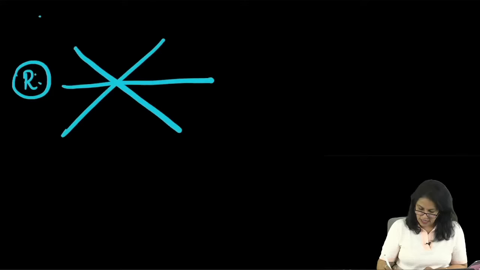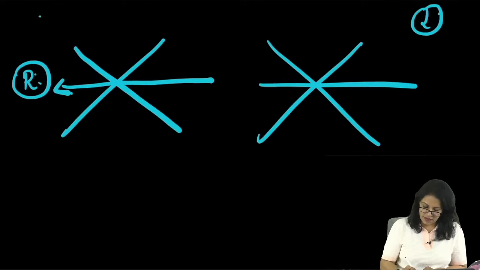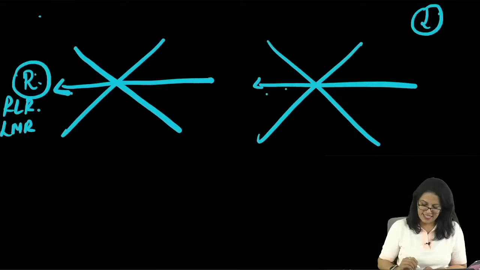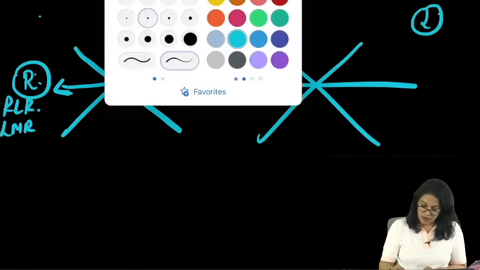So we will not forget this. Very simple. This is right, this is left. So if I'm looking to the right side, what are the muscles? Right lateral rectus and left medial rectus, isn't it? And if I'm looking to the left, it is just the opposite.